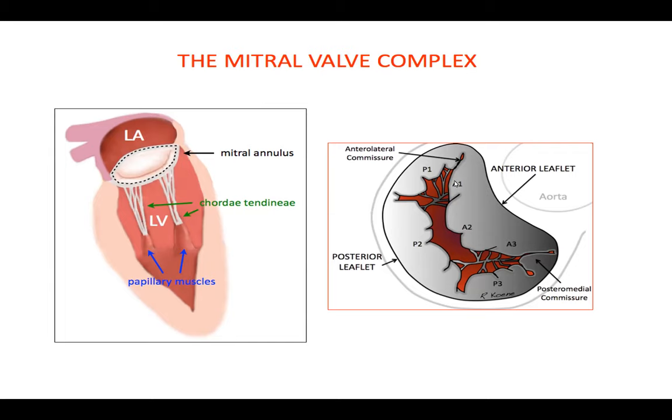So we saw the structure of the anterior leaflet, and it's divided into three parts, the A1, A2 in the middle, and the A3 with the aorta behind, that's for reference. Then the posterior mitral valve leaflet has P1, P2, and P3. These are also used when characterizing for surgery, if there's going to be a repair and everything like that.